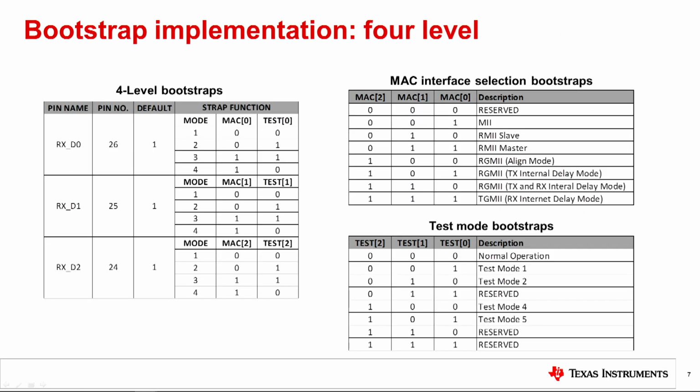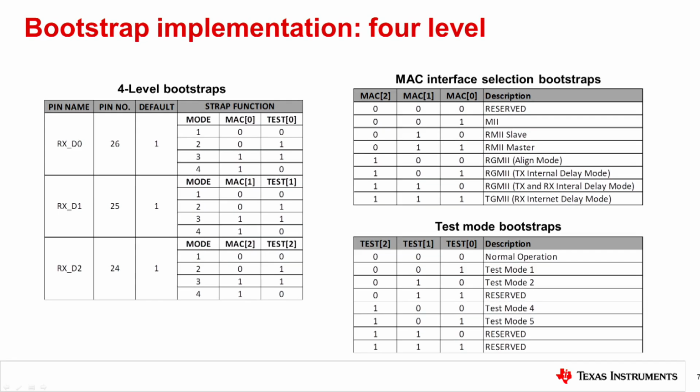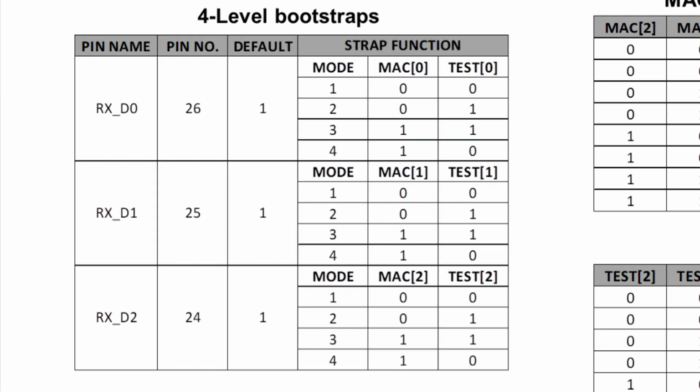As an example of setting a 4-level strap pin, let's say we want to set a TI PHY to RMII master mode in test mode 4, using the example strap tables shown. From the 4-level bootstraps table, we see that the pins RxD0, RxD1, and RxD2 correspond to 2 bits each, a MAC bit and a test bit.